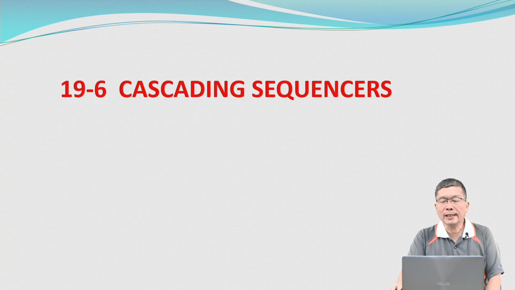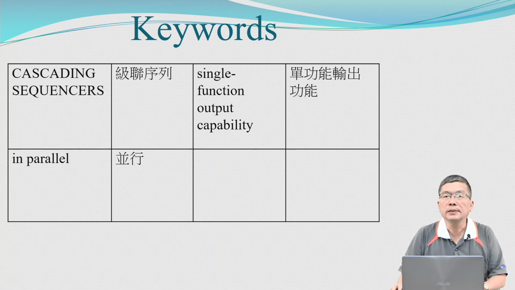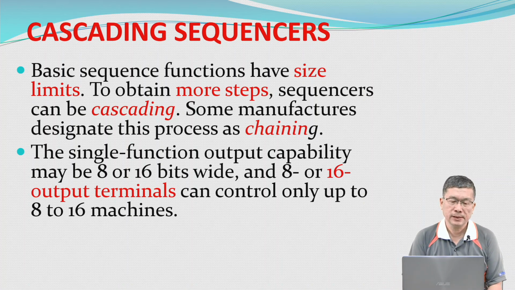A cascading sequencer. The keywords: cascading sequencer, single function output capability, in parallel. Basic sequencer functions have size limits. To get the optimal number of steps, sequencers can be cascaded.